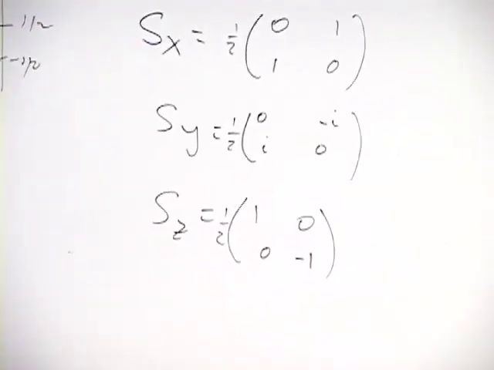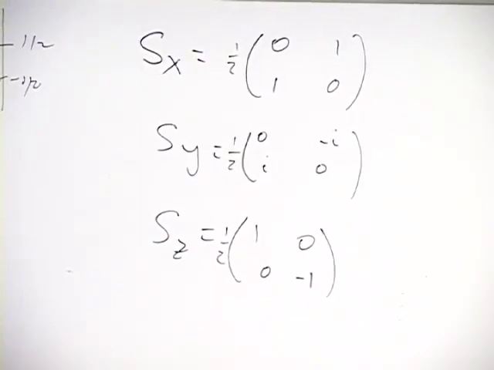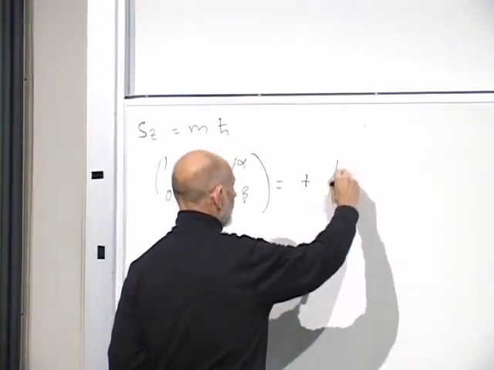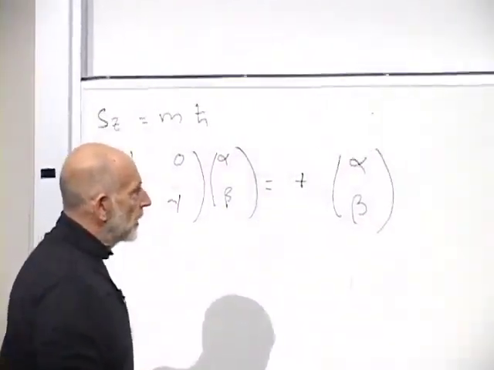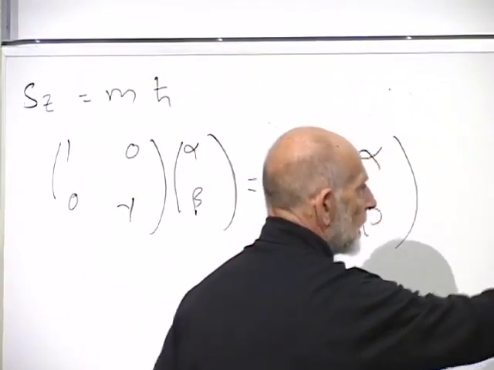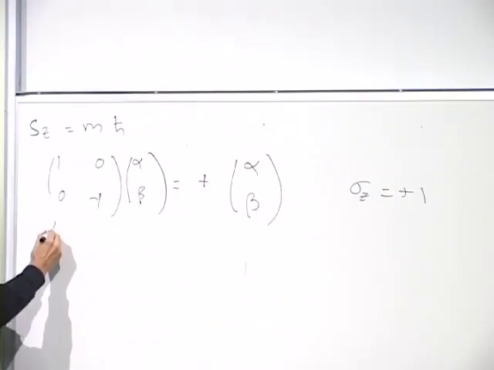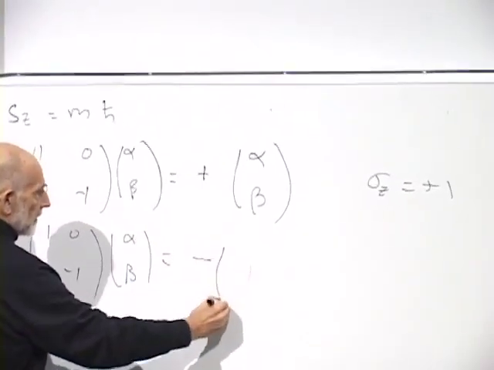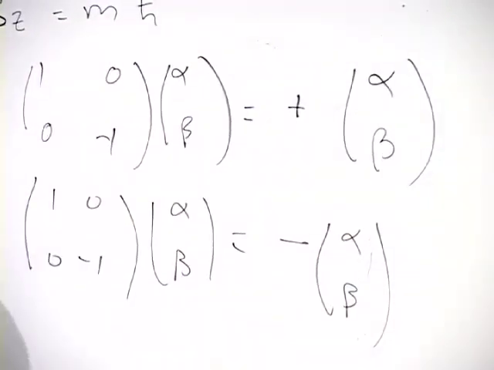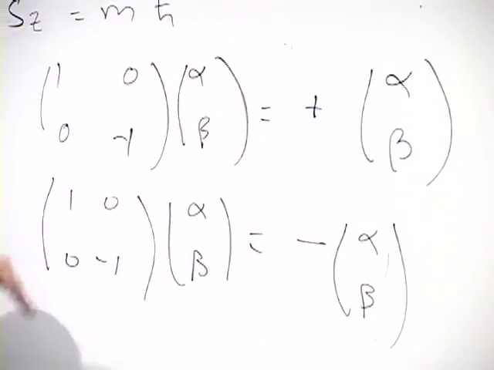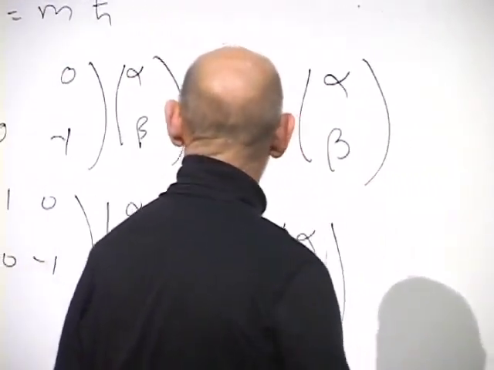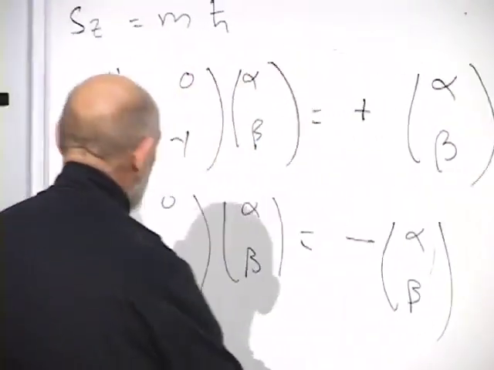So let's just be very pedantic. We're looking for vectors, let's call them alpha, beta, which have the property that (1, 0, 0, -1) acting on (alpha, beta) is equal to plus, let's say plus first, (alpha, beta). This would be an eigenvalue in which sigma z equals +1. What about sigma z equals -1? That would be (1, 0, 0, -1) acting on (alpha, beta) equals minus (alpha, beta). That's the meaning of an eigenvalue and an eigenvector. If we find solutions of these, the solutions will correspond to the states in which the spin is up and the spin is down. Let's check that out.